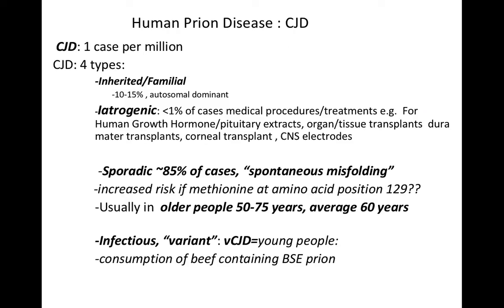Okay, so then folks, we've talked about kuru, right? So we know that that's transferred through mortuary cannibalism. So then let's look at some other human prion diseases, and we'll focus on Creutzfeldt-Jacob disease. There's about 1 case per million people, and we could break them down roughly into 4 types.